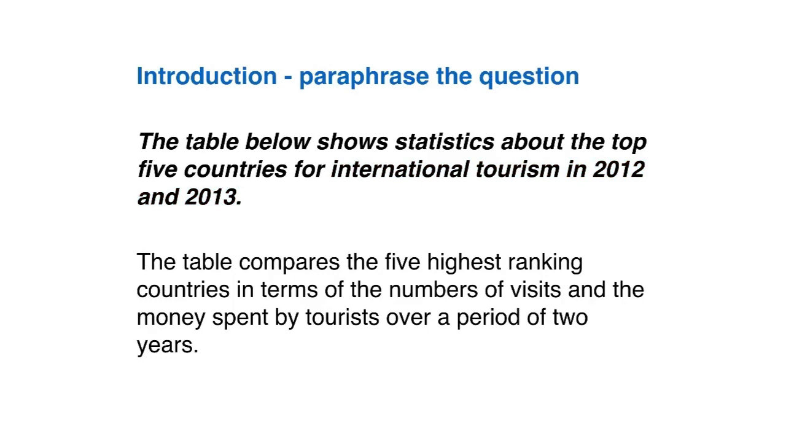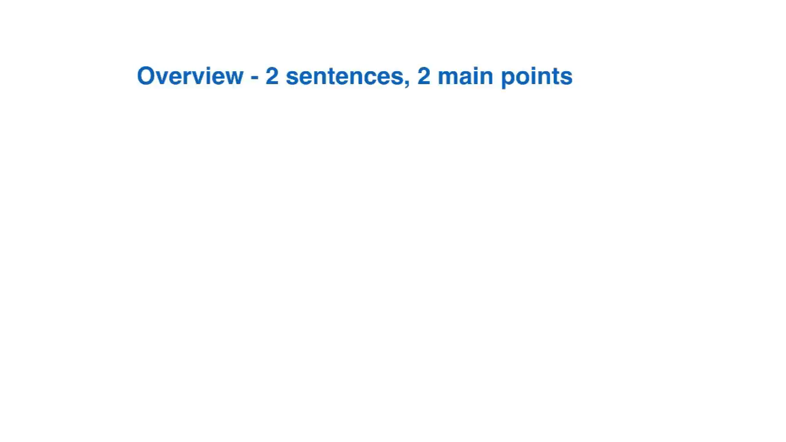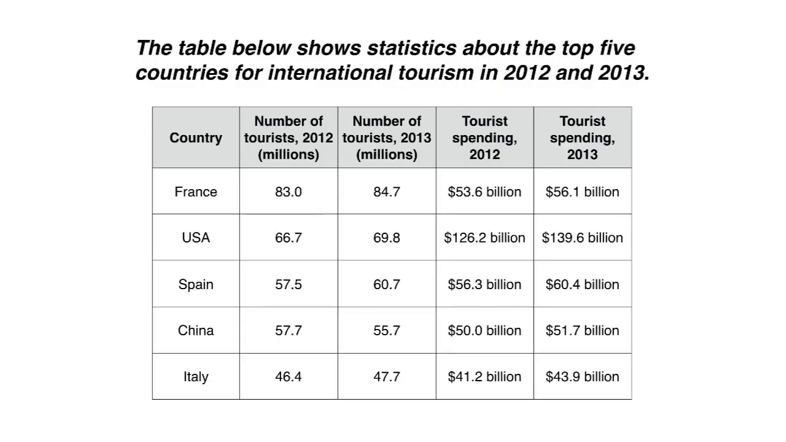The table compares the 5 highest ranking countries in terms of the numbers of visits and the money spent by tourists over a period of 2 years. Now we can go on to the overview. 2 sentences, 2 main points. So let's look at the table and find 2 main points to describe.